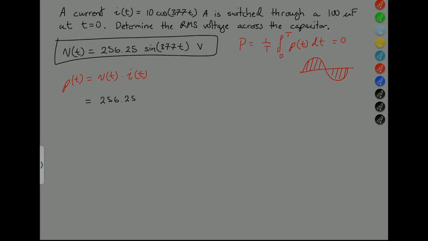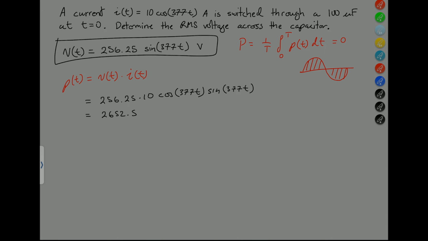256.25, or multiplying the coefficients times 10. And then we'll have cosine 377t times sine 377 times t. So we then see that the coefficient is then going to equal 2652. So that's 2652. And you can put that 0.5 on it.